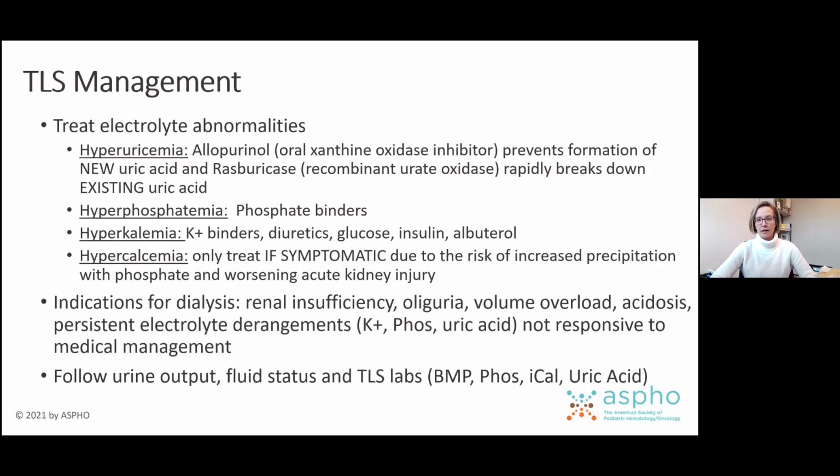Patients, sometimes despite all the symptomatic care, need dialysis for a period of time, and indications for that would be renal insufficiency, oliguria, if there's volume overload that's leading to respiratory compromise, acidosis, and persistent electrolyte derangements that don't respond to the management that we've discussed. And then in general, you want to follow urine output and fluid status, and generally monitor tumor lysis labs at different intervals depending on how severe it is.